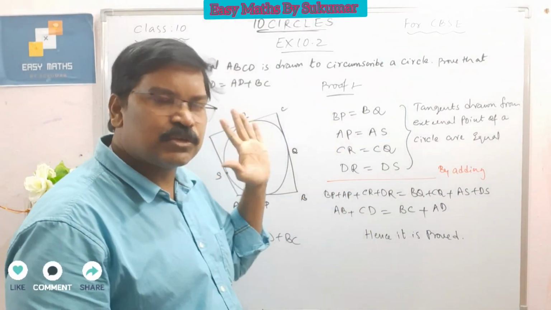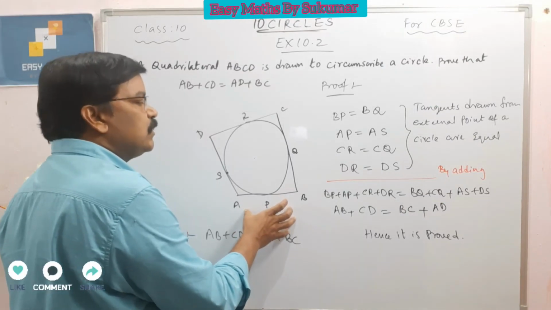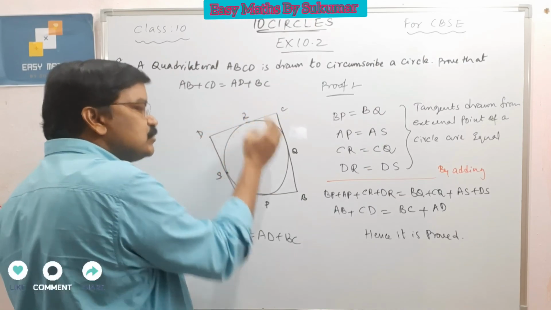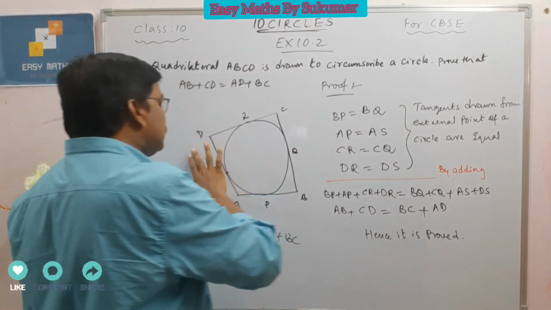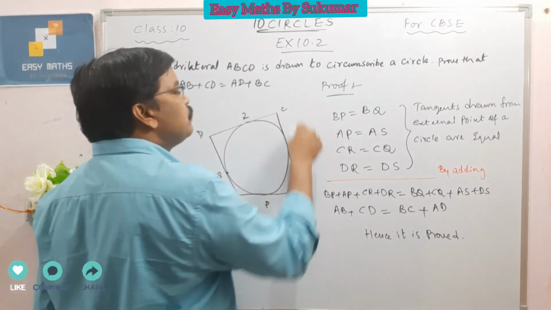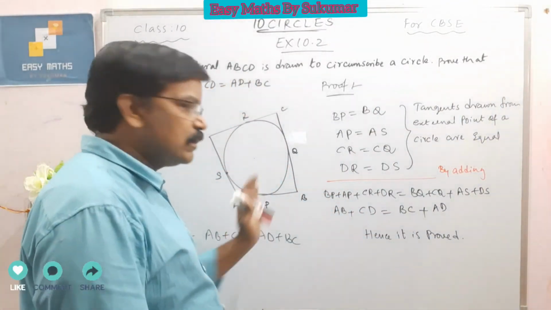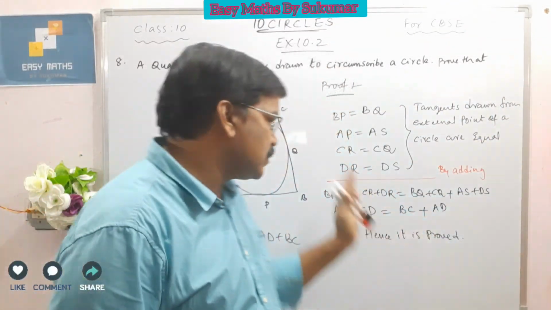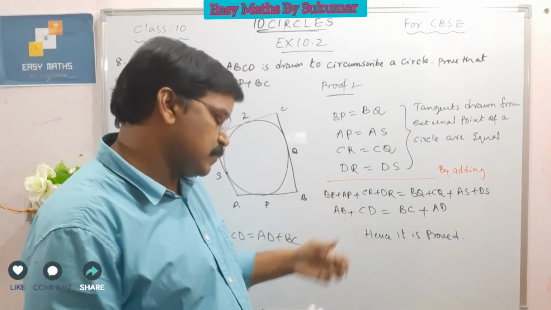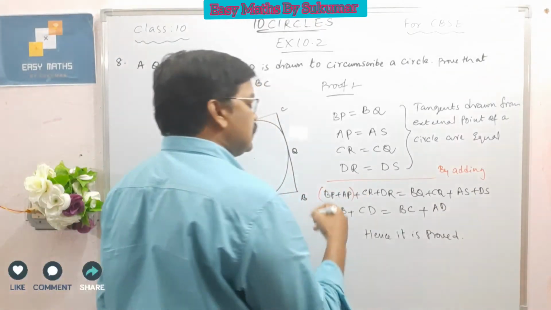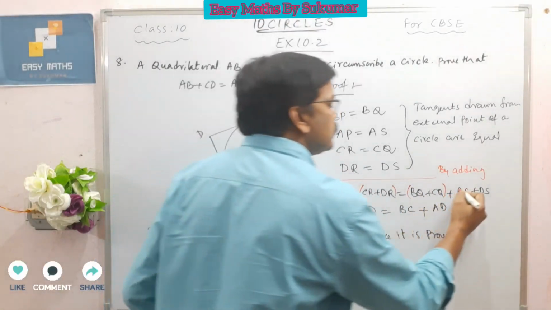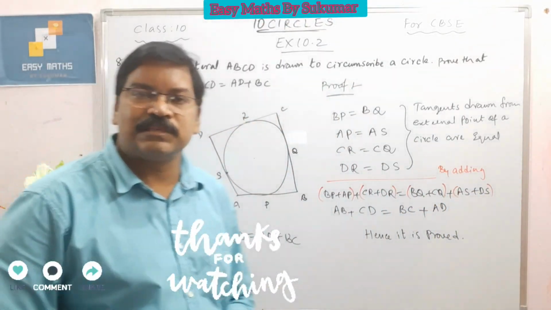Just keep one thing in your mind. Here AP and BP, just write on the left hand side. Similarly, DR and CR are also written on the left hand side. The sides AD and BC, try to write on the right hand side. Then your job is very simple. By adding these, BP plus AP is AB. CR plus DR is CD. Similarly, BQ plus CQ is BC. AS plus DS is AD. Therefore, hence it is proved.